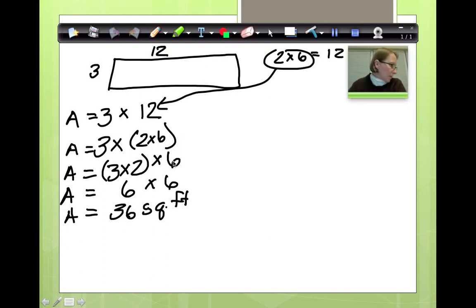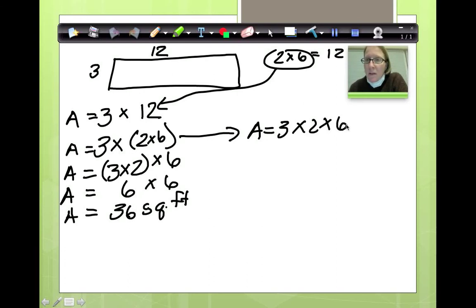Now, what if we use the commutative property? Okay, so let's go over this way. We have 3 times 2 times 6. Now, the commutative property says we can move around the order. It doesn't matter, and they will always be the same. We can do that with addition, and we can do that with multiplication. And the answer will still be correct. So let's move around the order. What could we do?